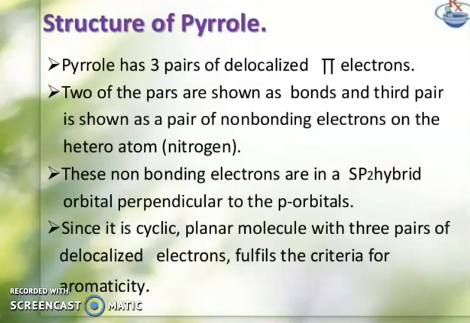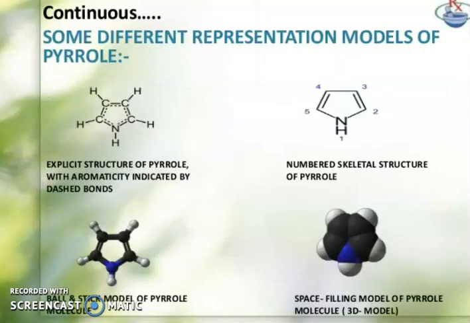So pyrrole has 3 pairs of delocalized pi electrons. 2 of the pairs are shown here as bonds, and the 3rd pair is shown as a pair of non-bonding electrons on the heteroatom, nitrogen. Friends, these non-bonding electrons are in an sp2 hybridized orbital perpendicular to the p orbitals. Since it is a cyclic, planar molecule with 3 pairs of delocalized electrons, it fulfills the criteria for aromaticity.